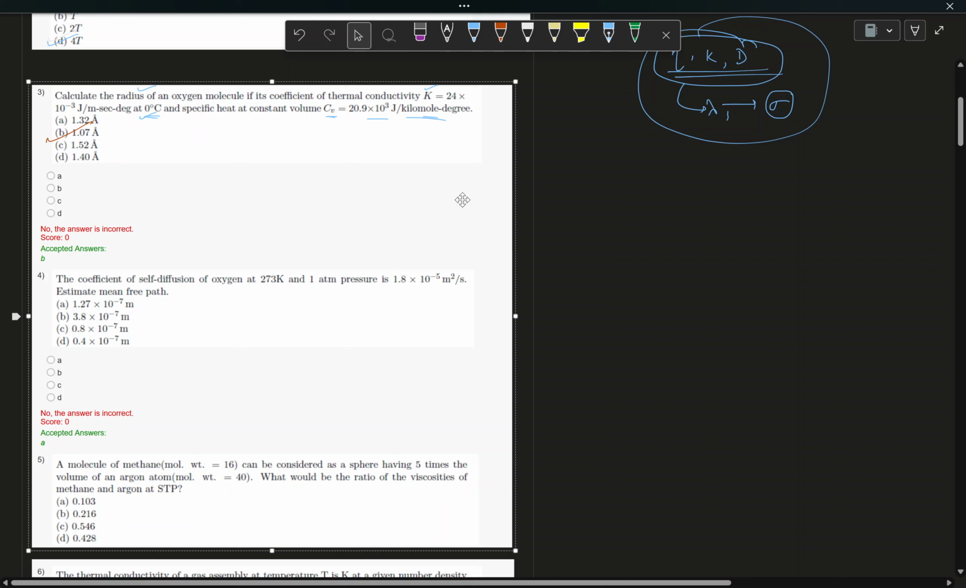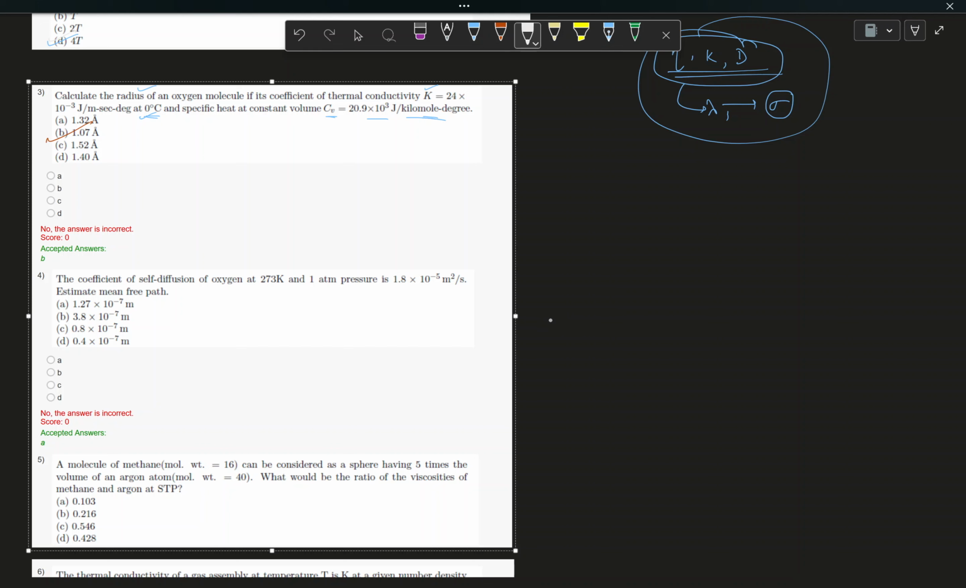So question number 4 is: the coefficient of self diffusion of oxygen at 273 Kelvin and 1 atmosphere pressure is 1.8 into 10 to the power minus 5 meter square per second. Then estimate the mean free path.